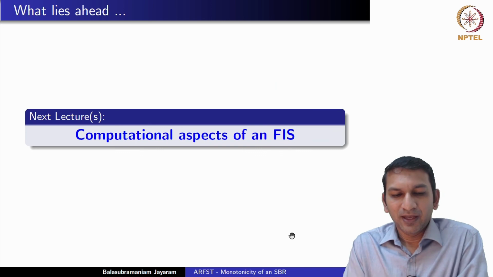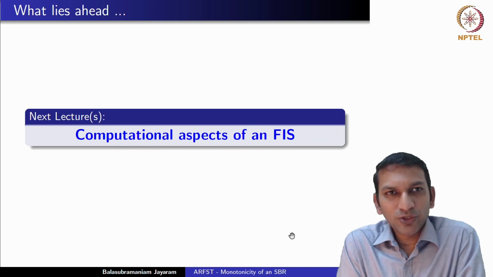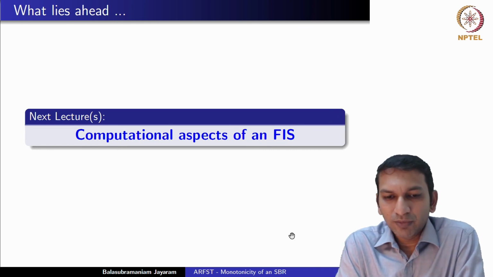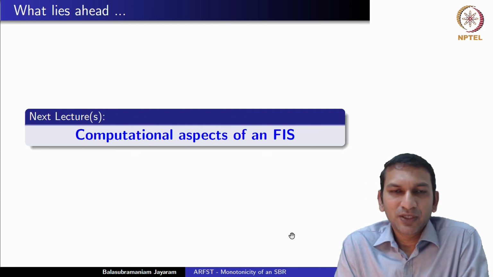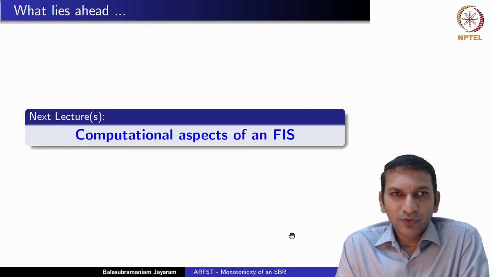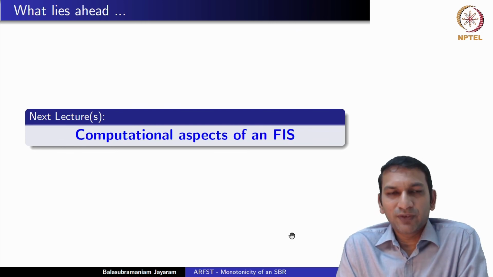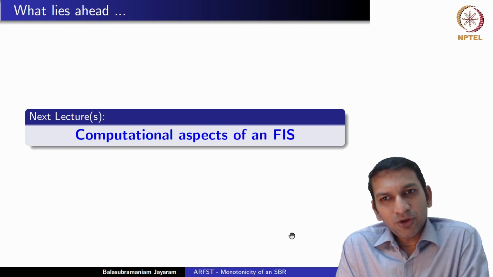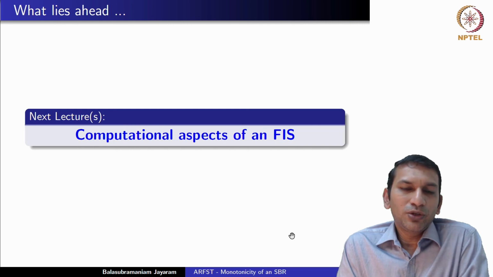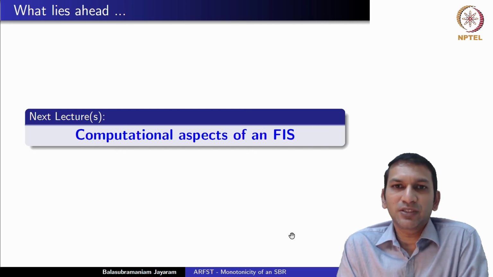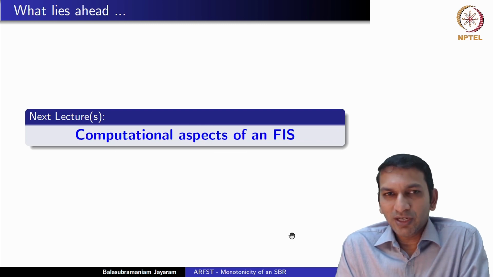What lies ahead? In the next week, week 12, which also happens to be the last week for the lecture series that we are going through on this course titled Approximate Reasoning Using Fuzzy Set Theory, we will look at the computational aspects of fuzzy inference systems. So far, in the last few weeks, we have discussed some desirable properties of a fuzzy inference system, that of interpolativity, continuity, robustness, and monotonicity. But in some sense, all of them deal with what could perhaps be categorized as the correctness of a fuzzy inference system. We haven't seen the computational aspects of it.